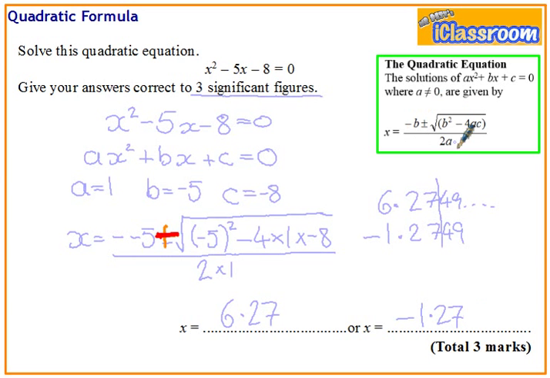We've got a complicated formula, but once we've worked out what the a is, what the b is and what the c is, we can just substitute these numbers into that complicated equation. I go through once using plus, find my answer, once using minus, find my answer, and then round my answers as the question has asked me to.